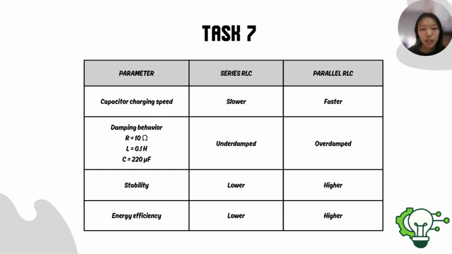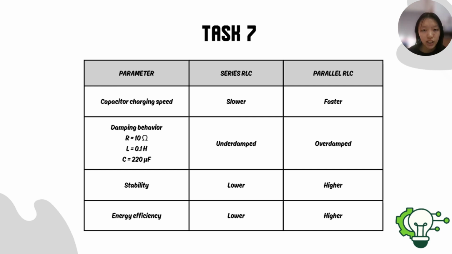For the parallel LC, alpha is about 227.3, which means alpha squared is larger than omega naught squared, making it overdamped. That means no oscillation and it settles more smoothly. Moving on to stability, the series circuit is less stable due to its oscillatory response, while the parallel circuit is more stable with a smooth and monotonic transition to steady state.